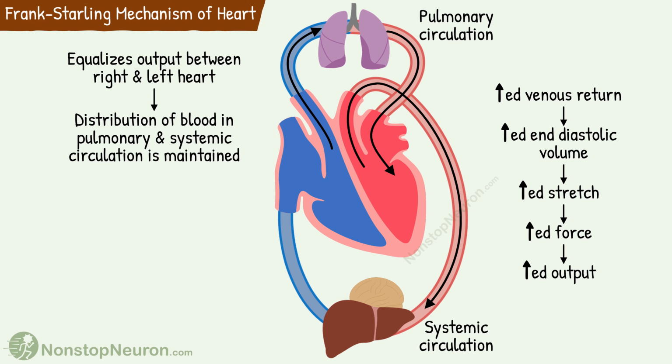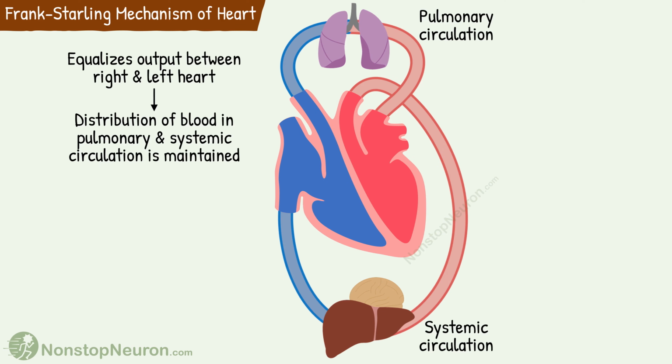Thus change in the pumping by one side is balanced by the other side. So in the long run, the output of both the ventricles is kept equal. If such equalization does not happen, the blood would shift from one circulation to the other. For example, in the same situation, if the left heart does not increase the output with increasing input, the blood would start accumulating in the lungs. But this does not happen thanks to the Frank-Starling mechanism.